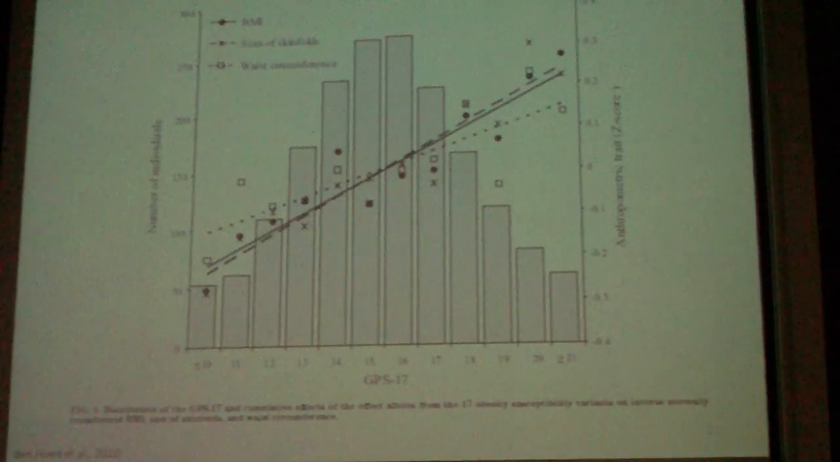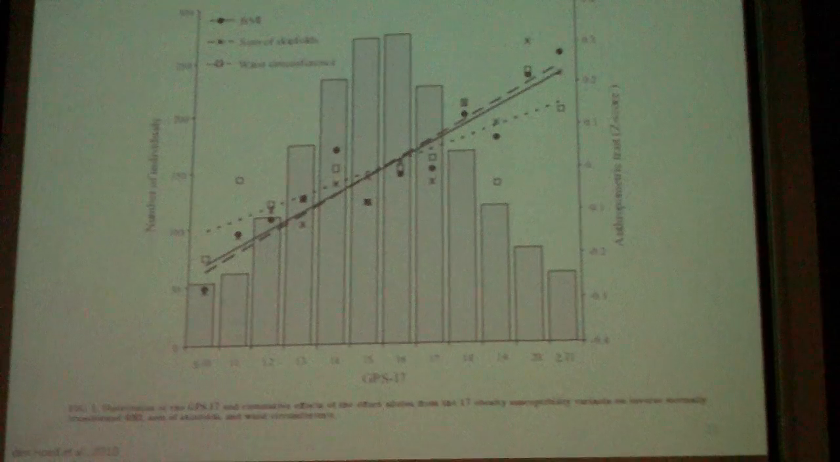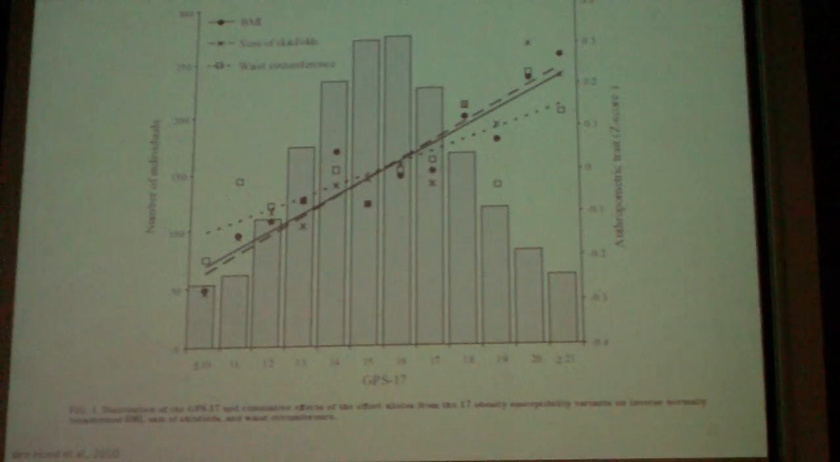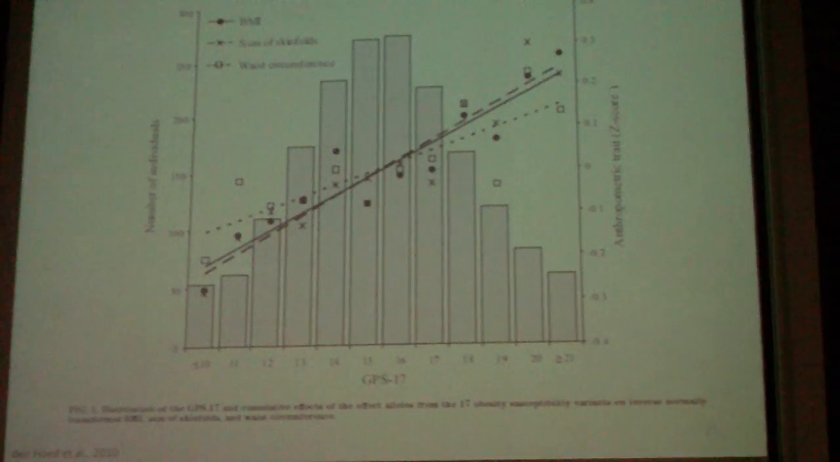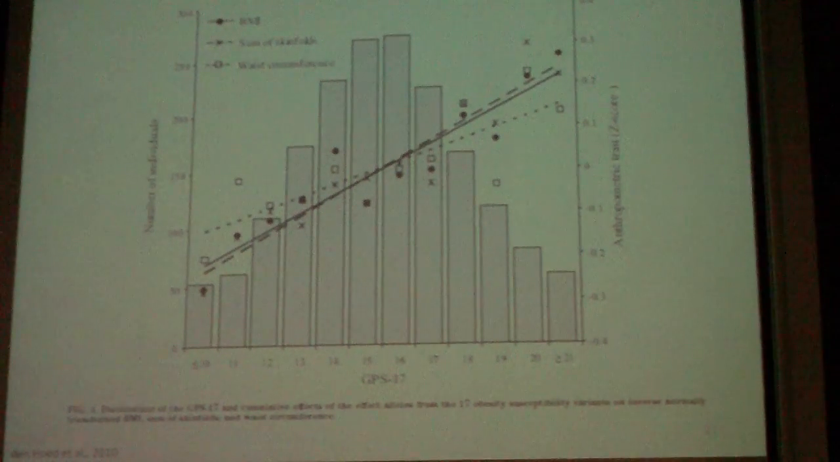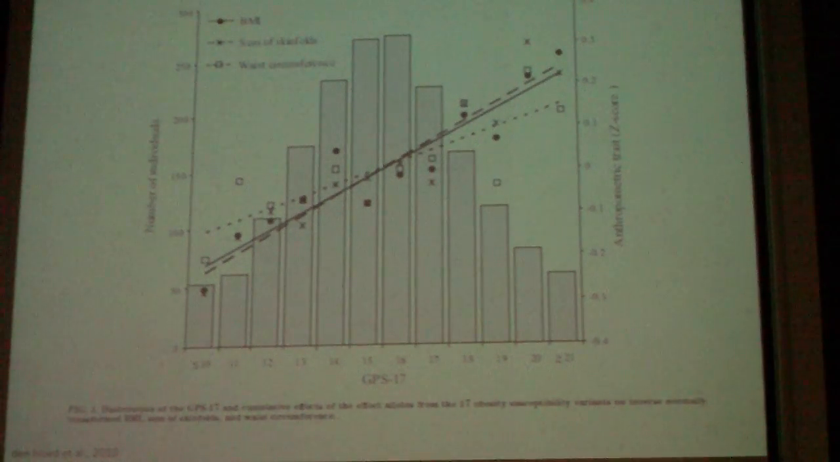So you have to take into account that one SNP does not act alone, but it is all SNPs together, so we have to focus on a couple of SNPs and not only on one SNP. You see they have a cumulative effect, so they work together to increase BMI, for example, sum of skin folds or waist circumference. So you have to take the whole package of different kinds of SNPs together.